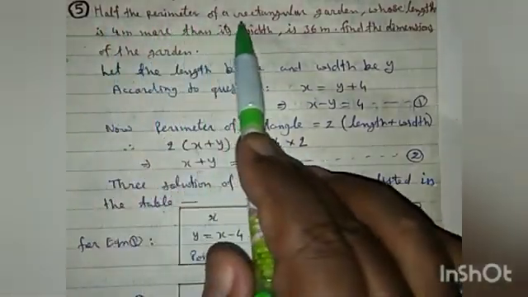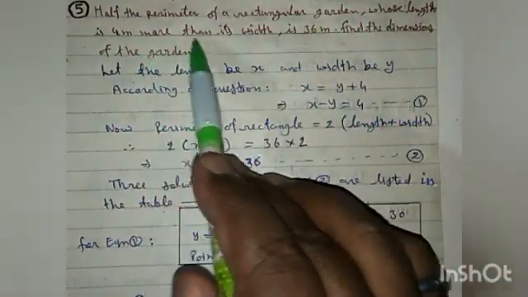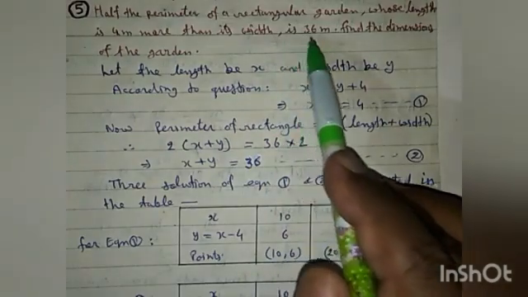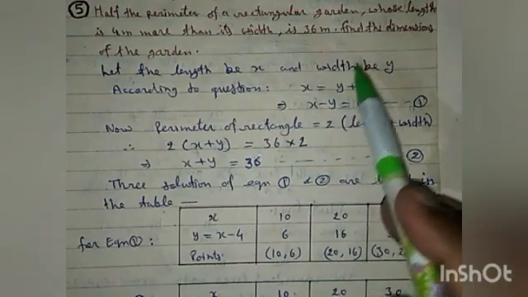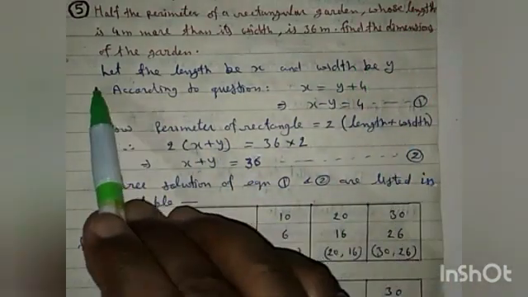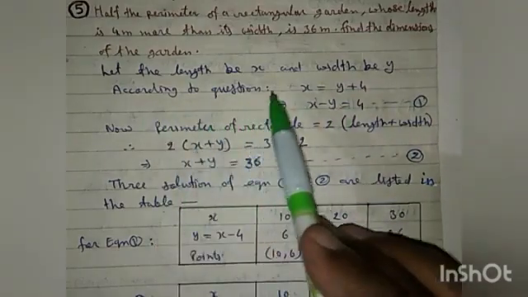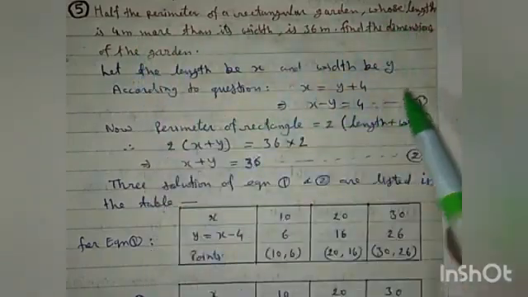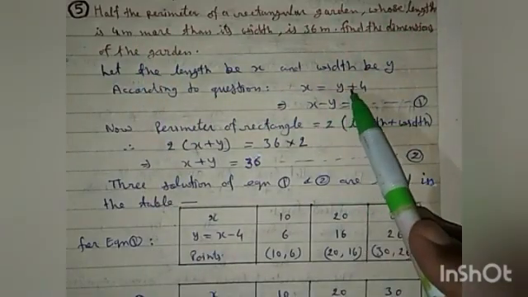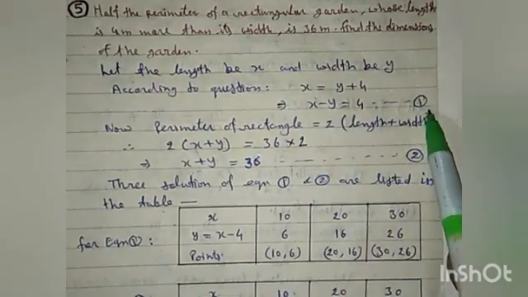Now in question number 5: half the perimeter of a rectangular garden, whose length is 4 meter more than its width, is 36 meter. Find the dimensions of the garden. So here you have to find length and width. Let the length be x and width be y. According to the question, the condition is length, that means x, is equal to 4 meter more than width. That is x equal to y plus 4, so x minus y equal to 4. It is equation number 1.